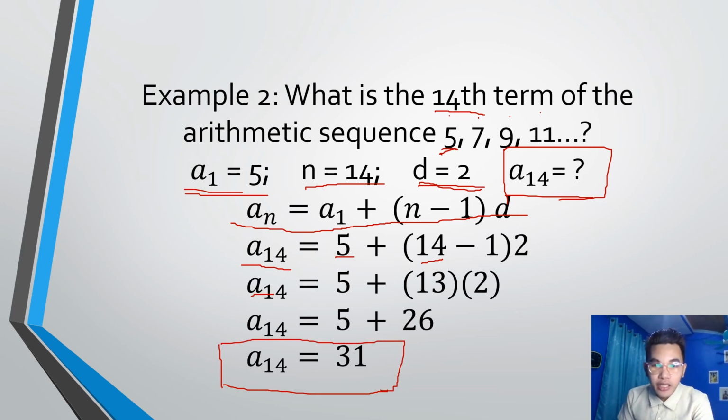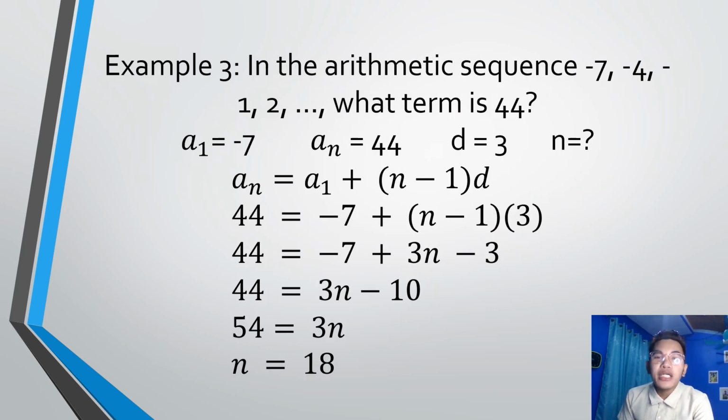Okay? It's very easy, no? It's very easy as long as what you are looking for is like this. Okay? So, example number 3. In the arithmetic sequence negative 7, negative 4, negative 1, 2, what term is 44? Which term is it? We are looking for n, which term 44 is. The given is negative 7, the first term. And 44 is the value of the term, but we don't know its position. Okay? The common difference is 3.